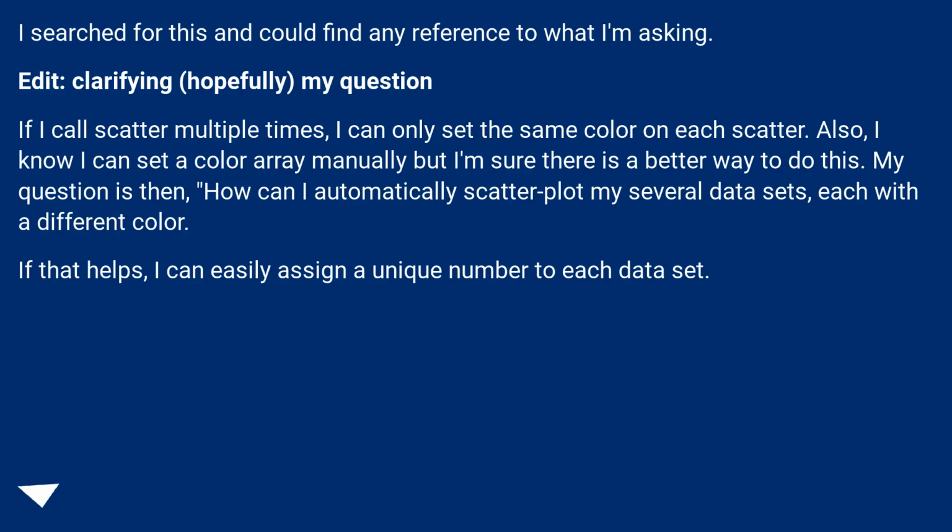Edit, clarifying, hopefully, my question. If I call scatter multiple times, I can only set the same color on each scatter. Also, I know I can set a color array manually, but I'm sure there is a better way to do this. My question is then, how can I automatically scatterplot my several data sets, each with a different color? If that helps, I can easily assign a unique number to each data set.